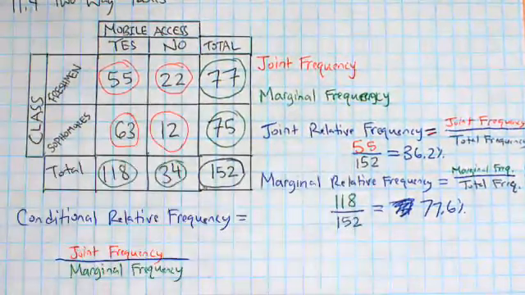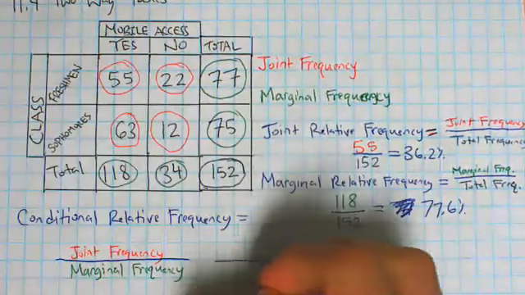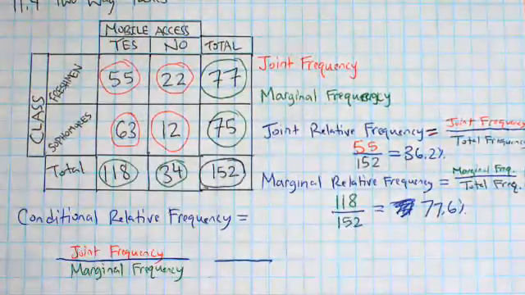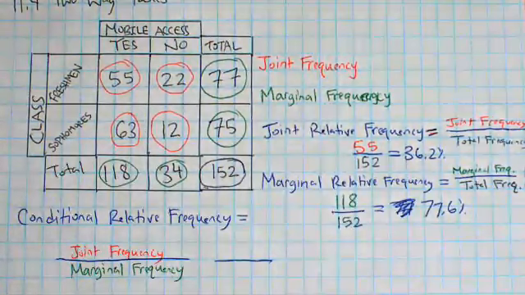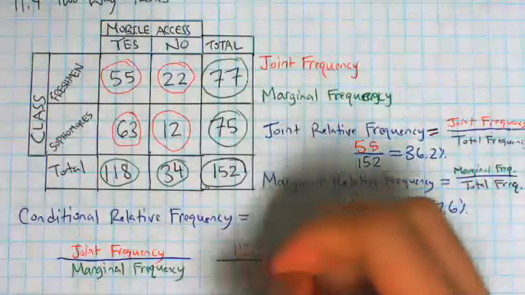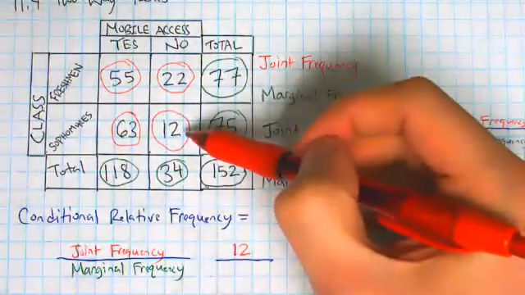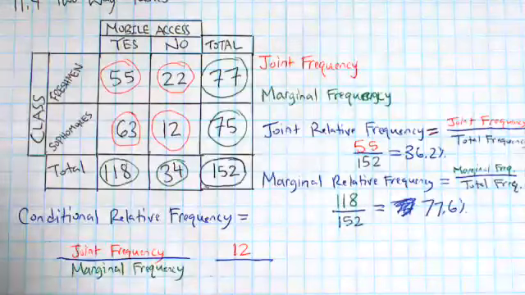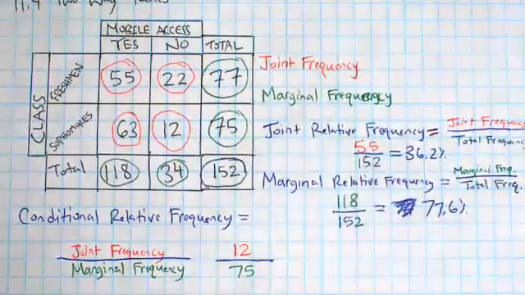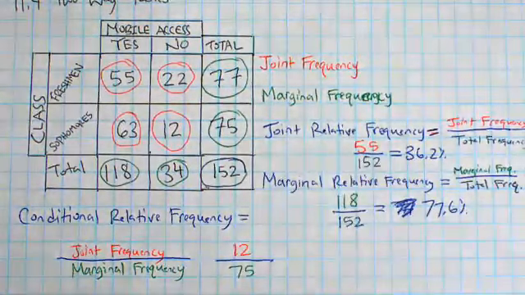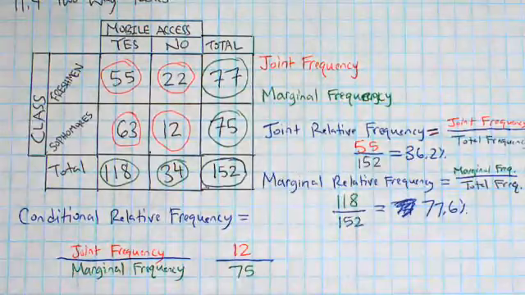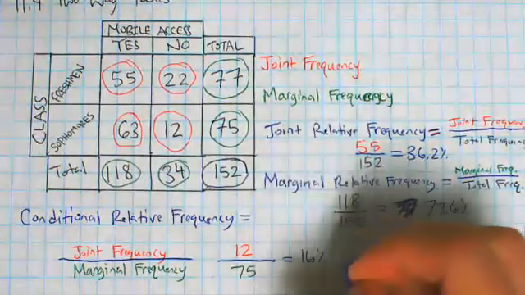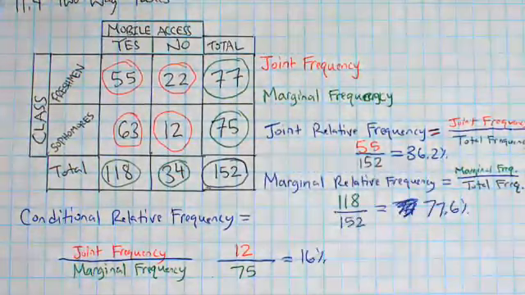So as an example, one example of a conditional relative frequency would be to say, all right, what percentage of sophomores do not have mobile access? And you'd look at your table and you'd say, all right, well, there are 12 sophomores who do not have mobile access. And relative to the total number of sophomores, there are 75 total sophomores. So it'd be 12 divided by 75. And that would tell us that 16% of sophomores do not have mobile access.